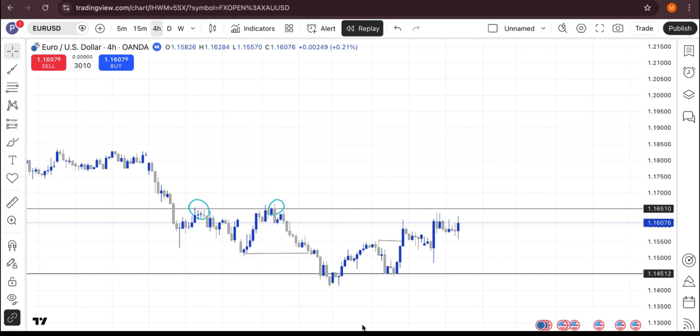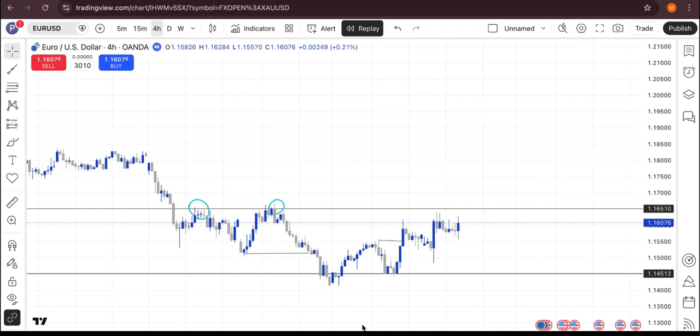So this is our chart of what? Of Euro USD. This is our resistance level, and this is our support level. So what we want to see the market actually doing is a retest after the breakout, and that is where we find our entry. This is what we are anticipating to happen for the market.